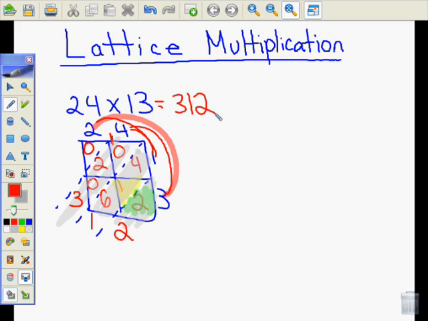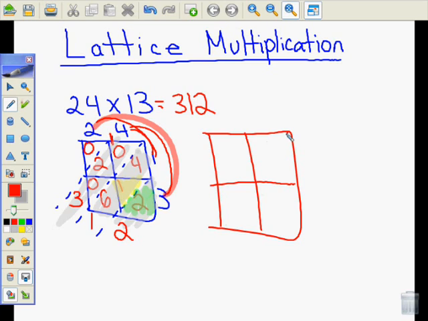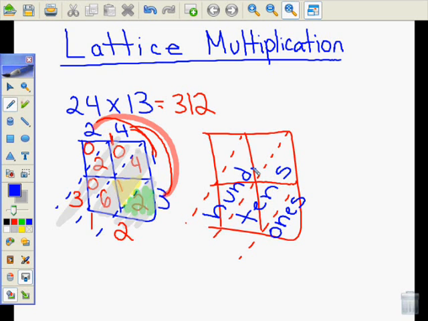So when we look at our lattice multiplication box, I'll make this one a little bit bigger, and we have these diagonal lines. Another way to look at this is right here, this is your ones, this is your tens, and then this would be your hundreds, and this would be your thousands. Okay, and it works for any size number.